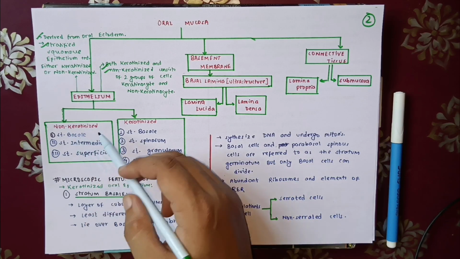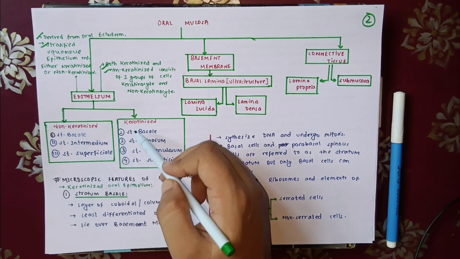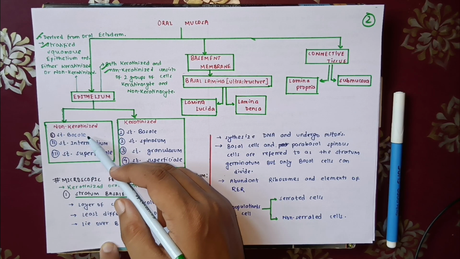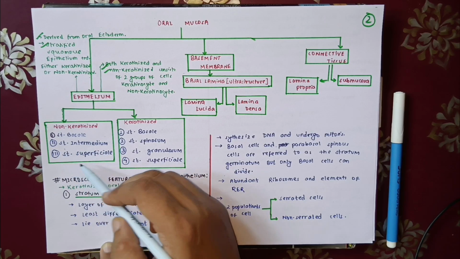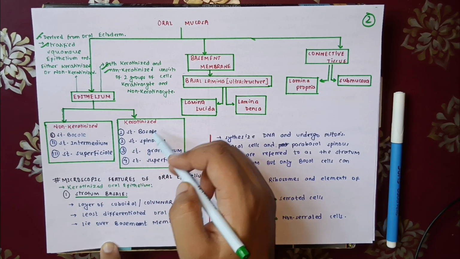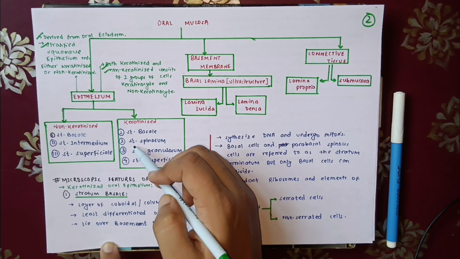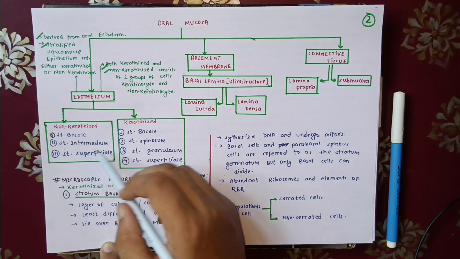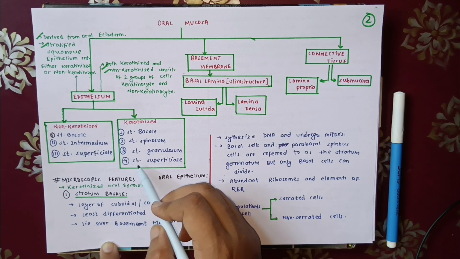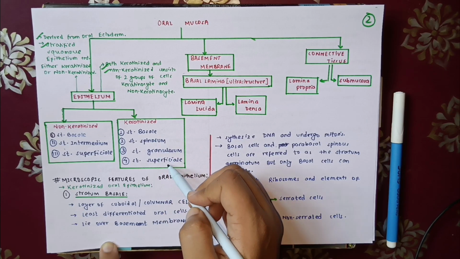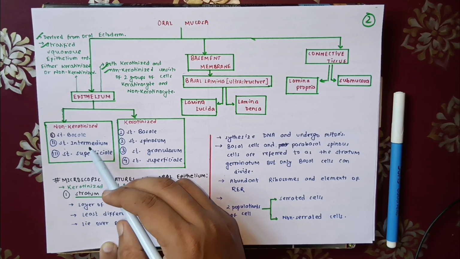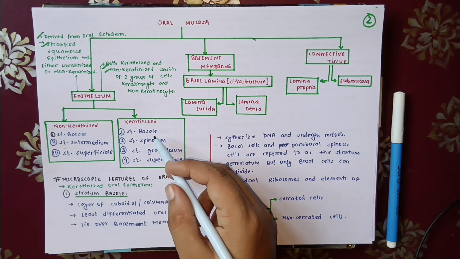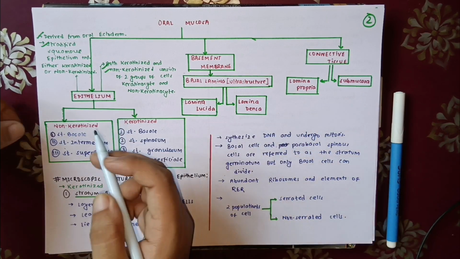In the non-keratinized we have three layers, and in the keratinized we have four different layers. In the non-keratinized we have stratum basale, stratum intermedium and stratum superficiale. In keratinized we have stratum basale, an additional layer, stratum spinosum, and stratum granulosum in place of stratum intermedium, and at the top stratum superficiale. So stratum basale and superficiale are common in both, but stratum intermedium is different in keratinized epithelium. You can remember this by your own mnemonic, but I have prepared a simple one.